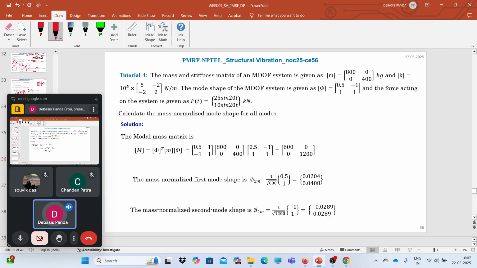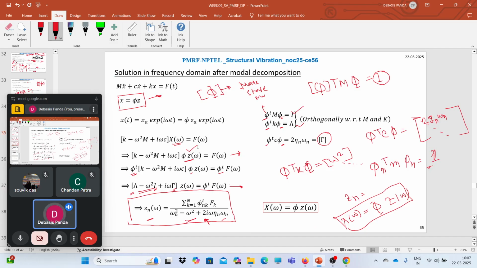Okay, then let's quickly solve a few examples and then we will move to MATLAB and see how we can solve this.